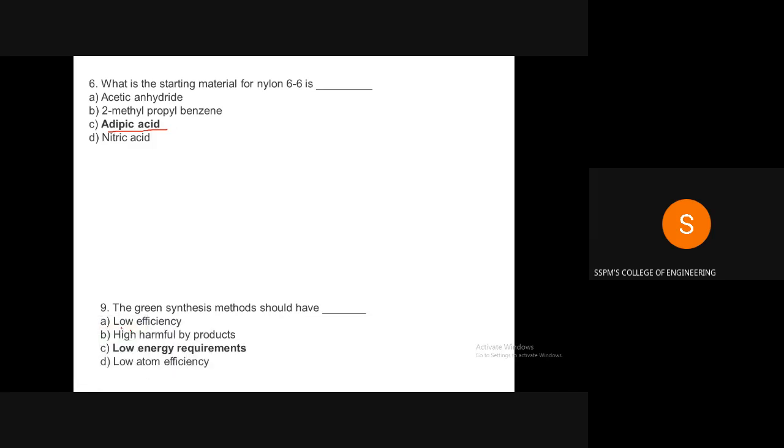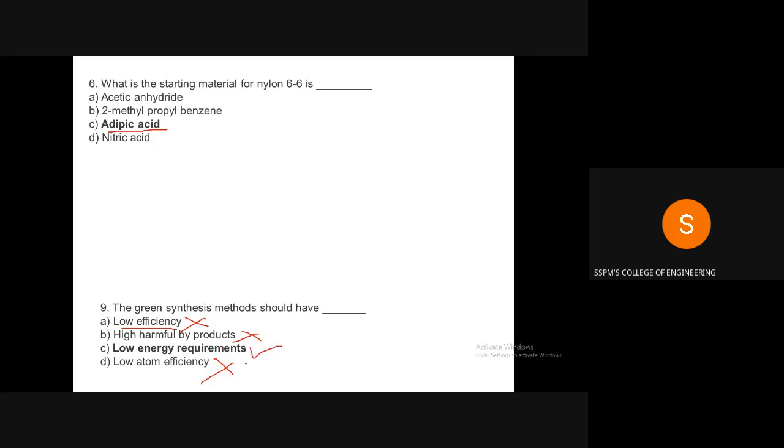So a green route contains a more efficient product but it should not be toxic to the environment. So low efficiency is not a principle of green chemistry. High harmful products: green chemistry always says that the product should be less harmful, less toxic or non-toxic, so it is also not a principle of green chemistry. Low atom efficiency: atom economy is the second principle of green chemistry, so it is also wrong. So the correct option is low energy requirement.